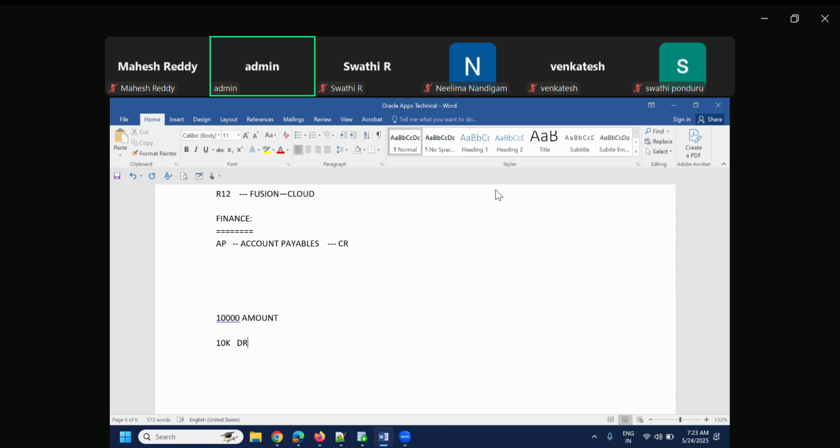So whenever 10,000 is deposited by your father, is it a debit or credit? Forget about the bank. As a person, as a company, I will treat that transaction as a debit, not a credit. Forget about the bank side. Okay, so coming to AP, accounts payable.